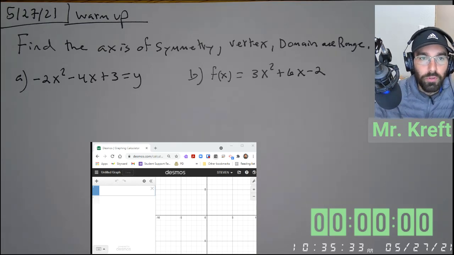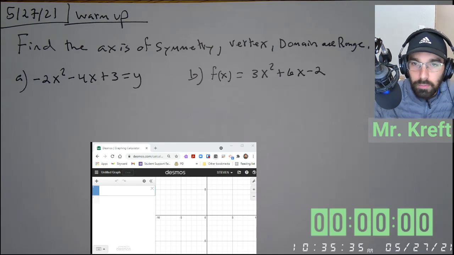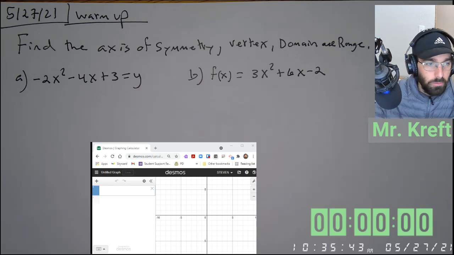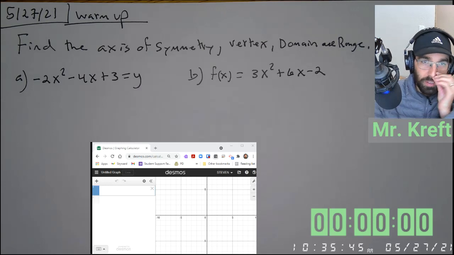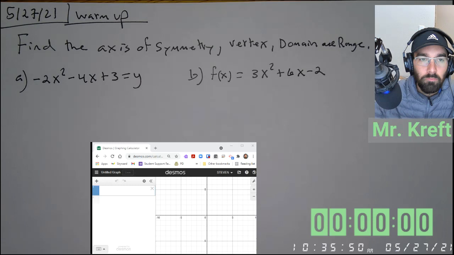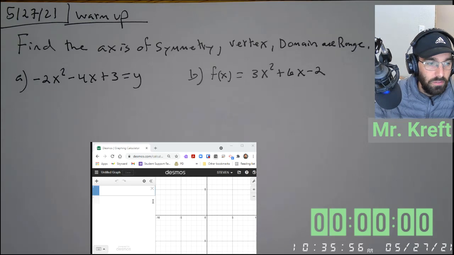All right, so let's go over these two problems. Today is our last day talking about graphing quadratics, and we're going to be adding just one more thing to it. Well, actually, two more things. So we got two more things that we're adding today, and then this will be our last thing that we do with graphing quadratics.